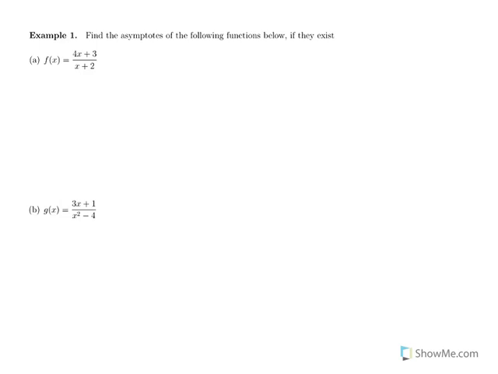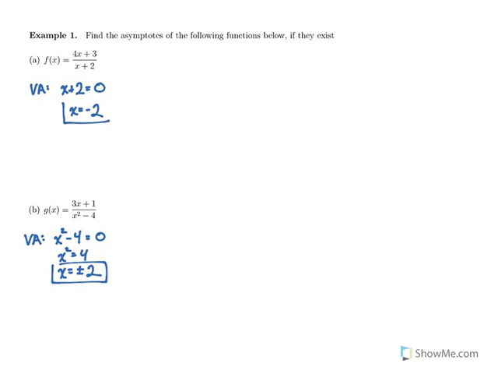So for vertical asymptotes, the idea is to set the denominator equal to 0. So this means that we have a vertical asymptote at x equals -2. For the other one, g of x, if we set the denominator equal to 0, x squared minus 4, that's going to give us x squared equals 4, or x equals positive and -2. So in the first one, we have 1 vertical asymptote, and in the second we have 2.